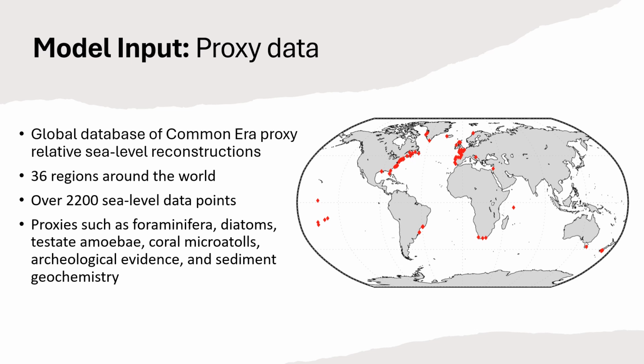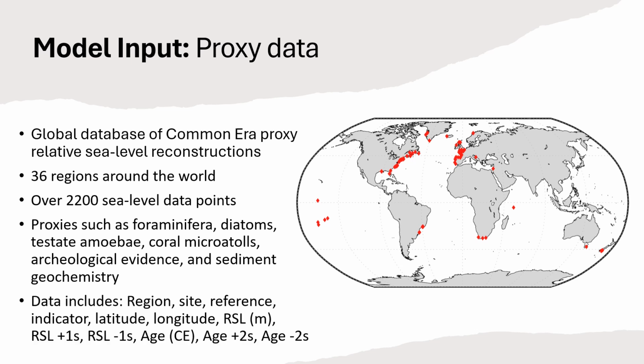The proxies that are used for the data within this database include foraminifera, diatoms, testate amoeba, coral microatolls, as well as archaeological evidence and sediment geochemistry. And the database setup is fairly simple, where it just includes the region, the specific site where the data is coming from, of course the reference, the proxy indicator, latitude, longitude, and then relative sea level in meters, and ages with their associated uncertainties.